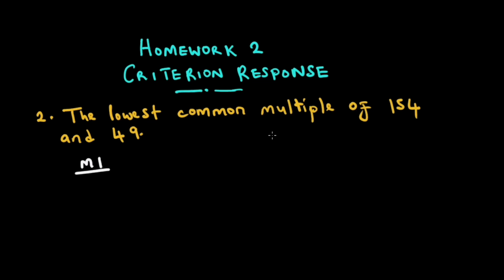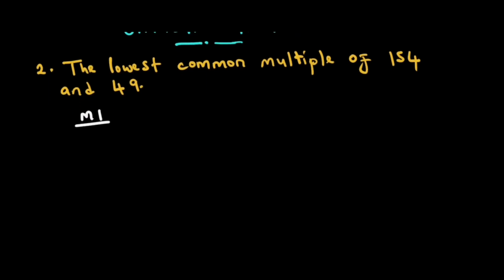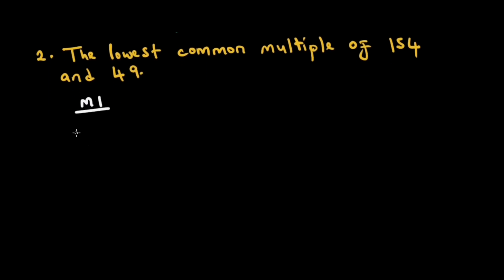So in order for us to find the lowest common multiple of 154 and 49, we must first express 154 and 49 as a product of their factors. How do we do it? We take 49 separately, then again we take 154 separately. For 49 we want to find the lowest factor, the smallest factor that goes into 49. A factor, remember, is a number which gets into another number without leaving a remainder.